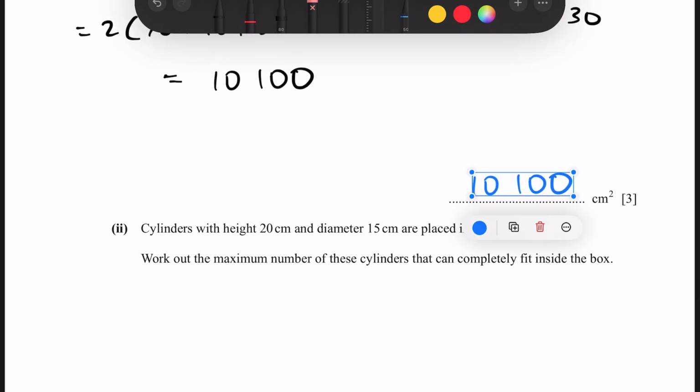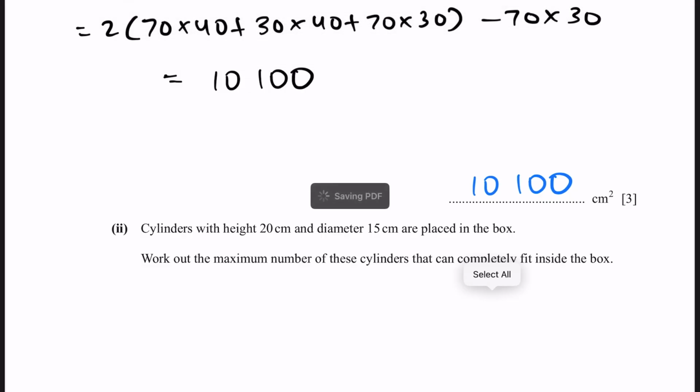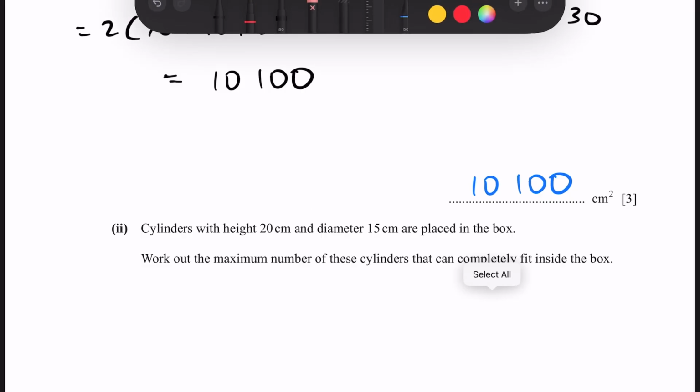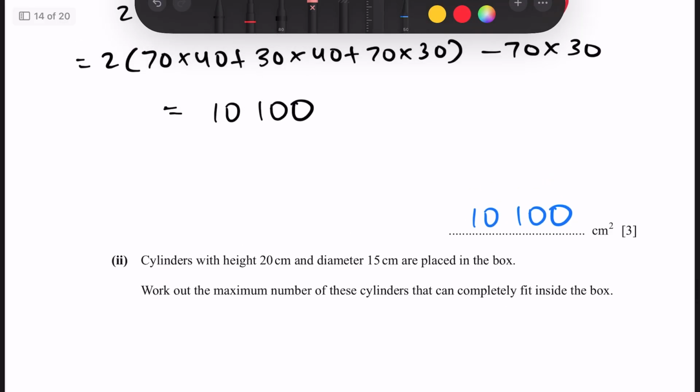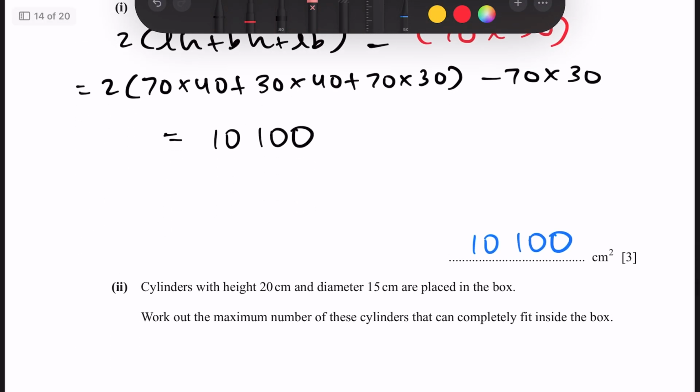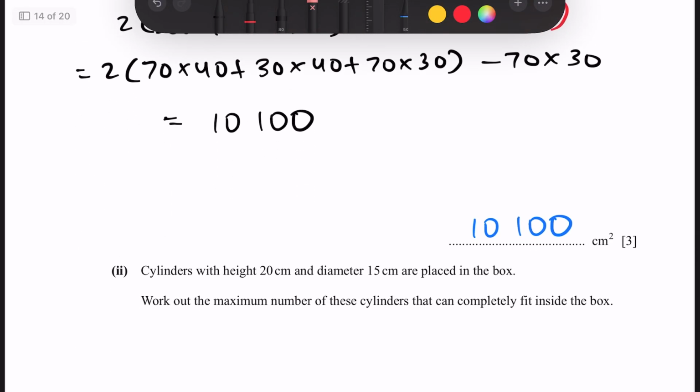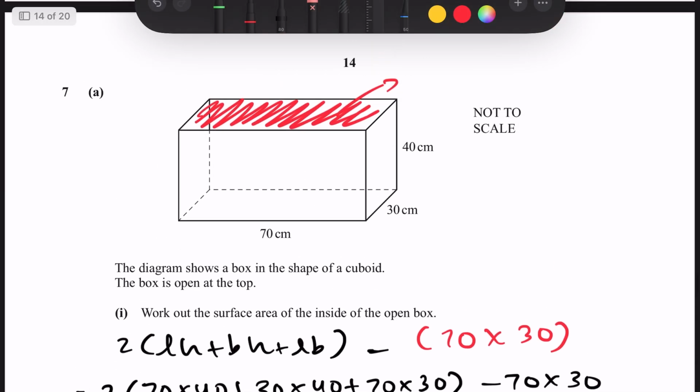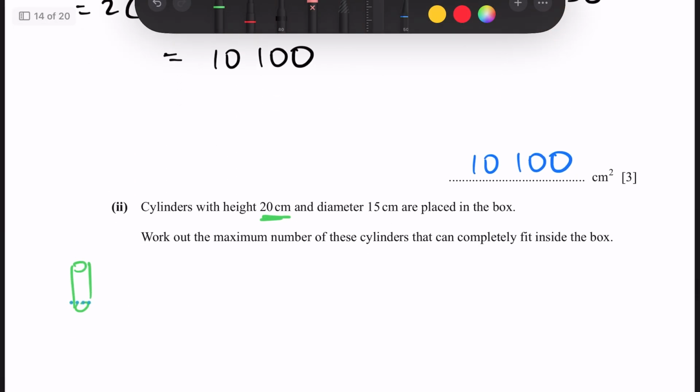Now part II says that cylinders with height 20 centimeters and diameter 15 centimeters are placed in the box. Work out the maximum number of these cylinders that can completely fit inside the box. So in this case, we can stack these cylinders up in two, since it has a height of 20 centimeters, which means that if this is a cylinder height and the box height is 40 centimeters, this means that two cylinders can be stacked on top of each other within the box.